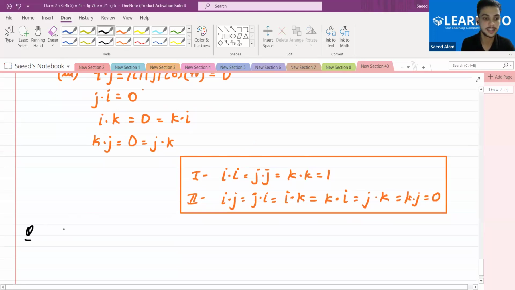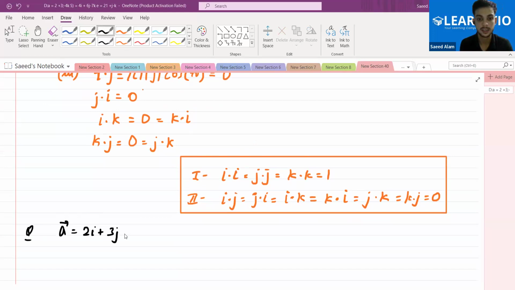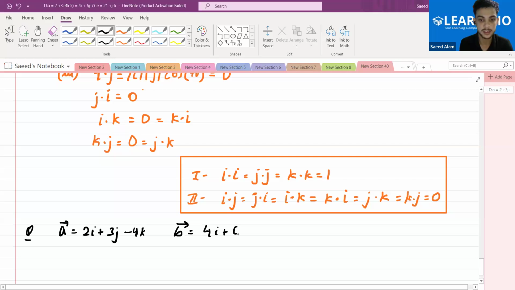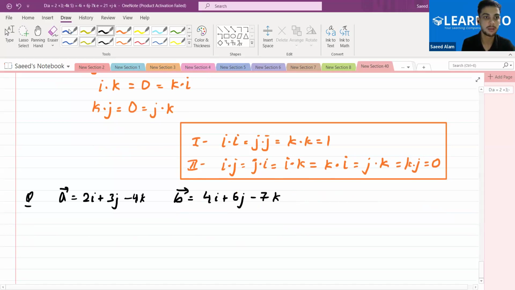Suppose, let's take the previous one only, that is 2i plus 3j minus 4k. So let's take the same thing. Let's define b as 4i plus 6j minus 7k. Now suppose I'm asking you, let me write it first of all: what will be a dot b?